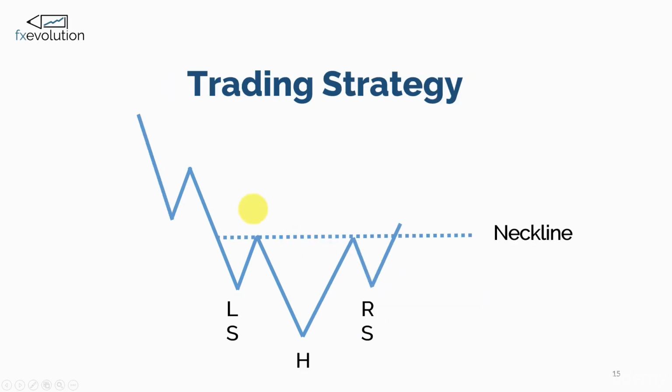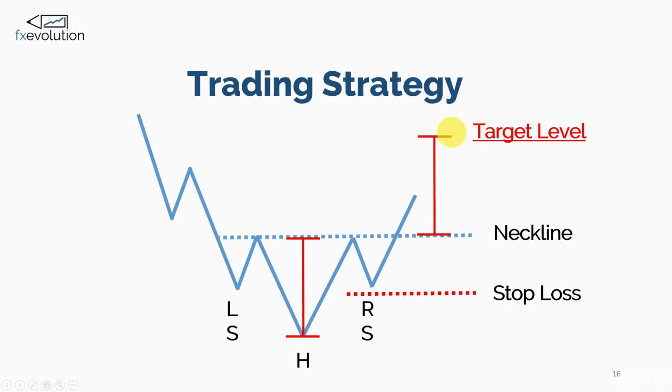So how do we trade each one of these strategies? Very similarly to the previous examples, except that this time we're looking to profit from buying into the market and an increase in price. So you can see here that we're looking at buying at the close above this neckline. We'd be placing a stop loss below the previous right shoulder, and we'd be looking at taking profit, the difference between the head and the neckline as our target level.